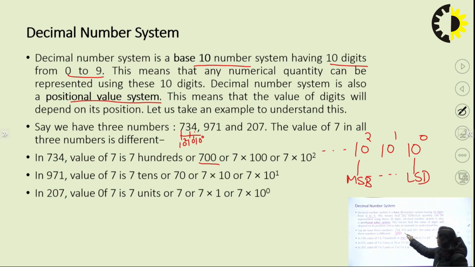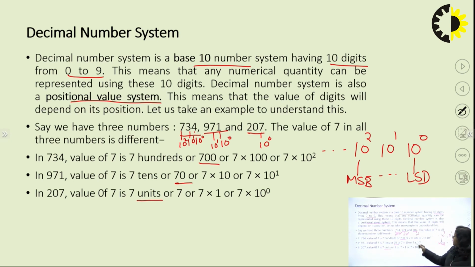In the next number, 971, the weight of 1 is 10 to the power 0 and 7 is 10 to the power 1. So, the value is 7 into 10, that is 70. Whereas in 207, the weight of 7 is 10 to the power 0, or we can simply say that the value of 7 is 7 units, or simply 7.